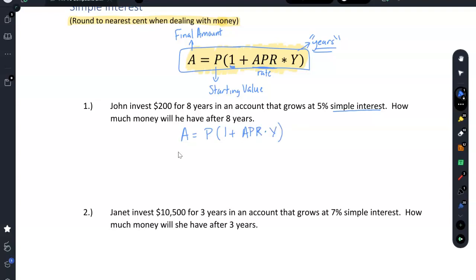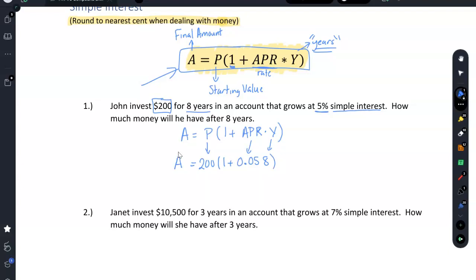All right, so I rewrote what I see here. And then I'm asking how much money will John have after 8 years? So now I want to start filling in what I have. He started with $200. That was my original amount. The rate was 5%. And if I say 5%, I always have to turn that into a decimal. So that would be 0.05. You can always put a 0 in front of it, so 0.05. And he does this for 8 years. So my years is going to be 8. And that's going to give us our final amount.